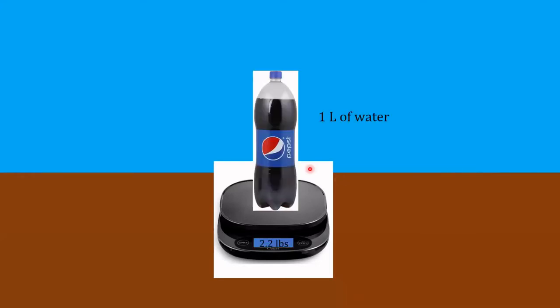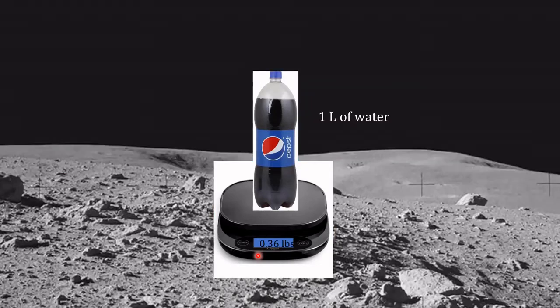Here's a common kitchen scale, and on this scale, I'm going to place 1 liter of water. It says Pepsi, but that's basically water. And you'll notice down here that 1 liter of water weighs approximately 2.2 pounds. Now that's only true here on planet Earth. If you took that 1 liter of water over to the moon, put it on the same scale, you would find that that 1 liter of water now weighs only 0.36 pounds, which is about 1/6 what it weighs on Earth.